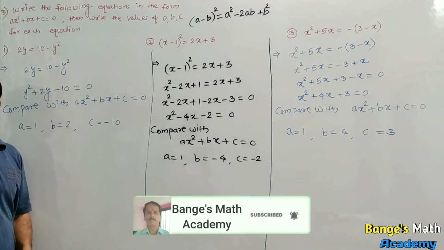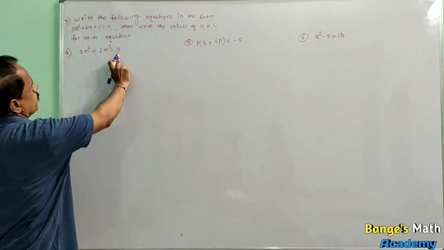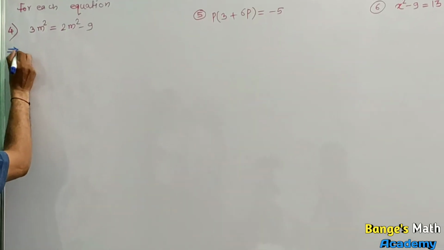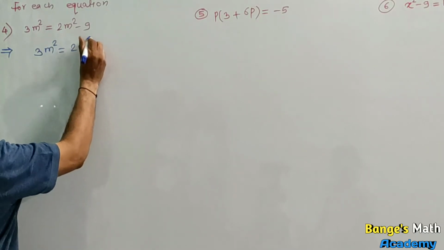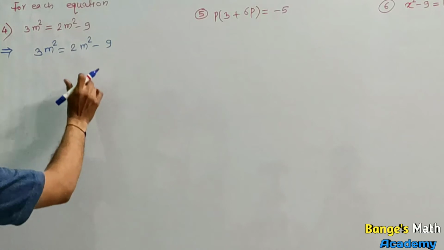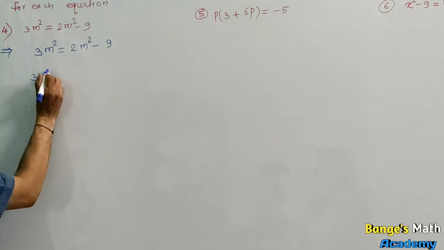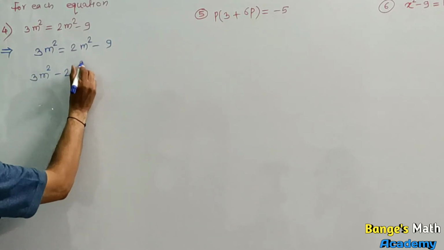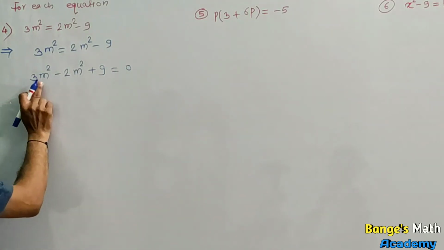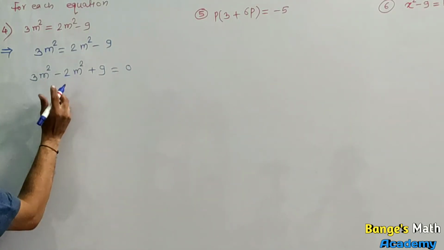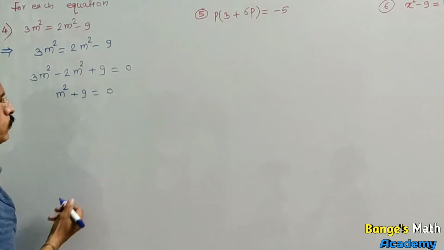Write down the given example or take a screenshot. Fourth example: 3m square is equal to 2m square minus 9. Write down the given example. Transfer 2m square minus 9 to LHS. 3m square minus 2m square plus 9 is equal to 0. Simplify: 3m square minus 2m square, subtraction of this is m square, plus 9 is equal to 0.